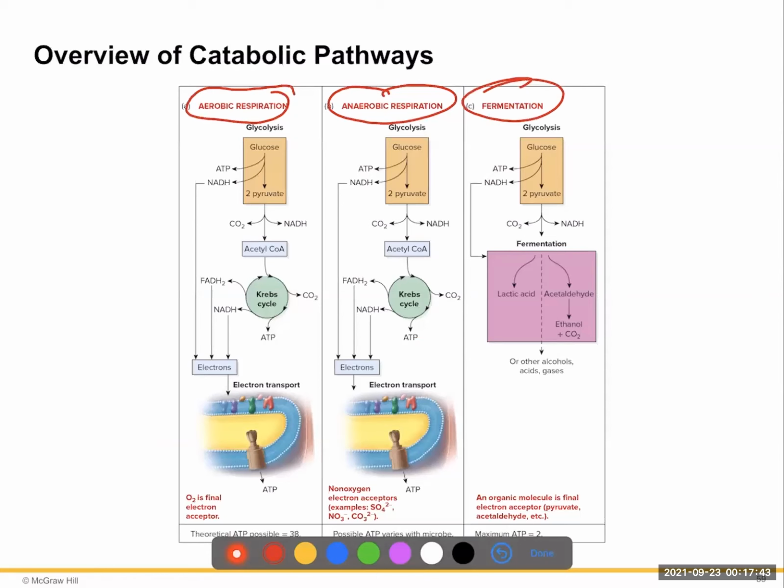So glycolysis is the same in both, except for the end product: here, O2 is the final electron acceptor. Okay, sulfur, nitrogen, carbonate usually accepts it. It's not an oxygen molecule acceptor. And here you're going to have glycolysis, and it goes right to fermentation. You don't have the Krebs cycle or the electron transport chain at all in fermentation. And like I said, CO2 is always given off, and then you have NADH being formed, FADH2 being formed. And that's what goes down the electron transport chain to produce ATP.